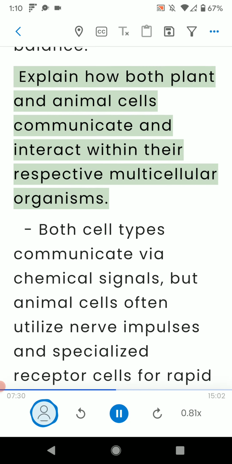Explain how both plant and animal cells communicate and interact within their respective multicellular organisms.